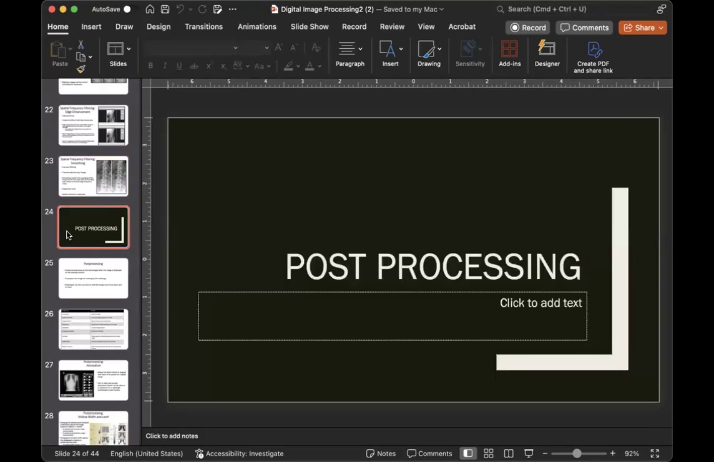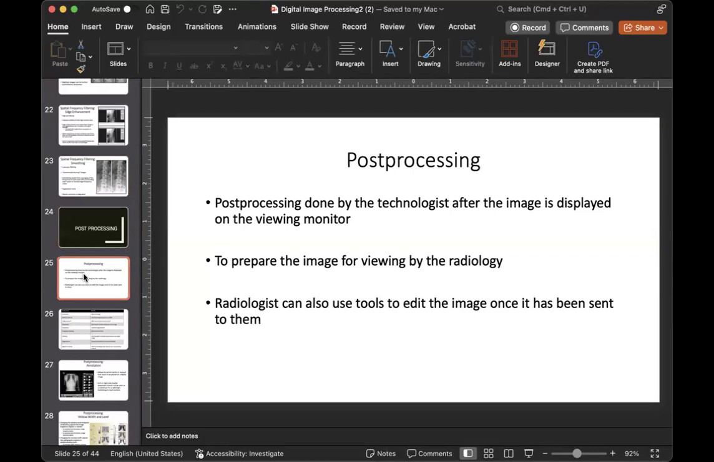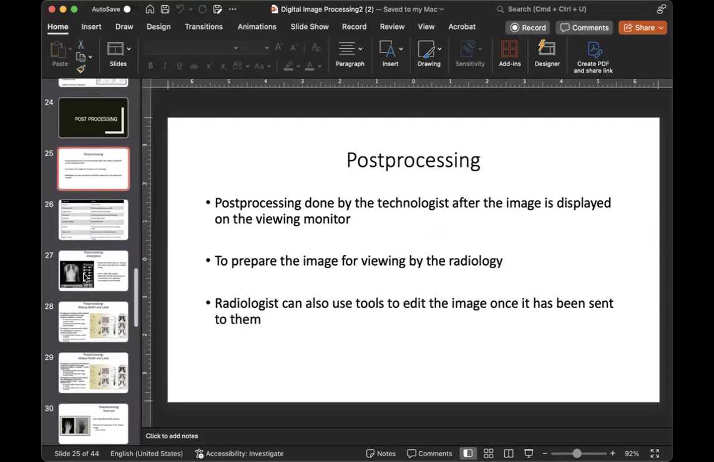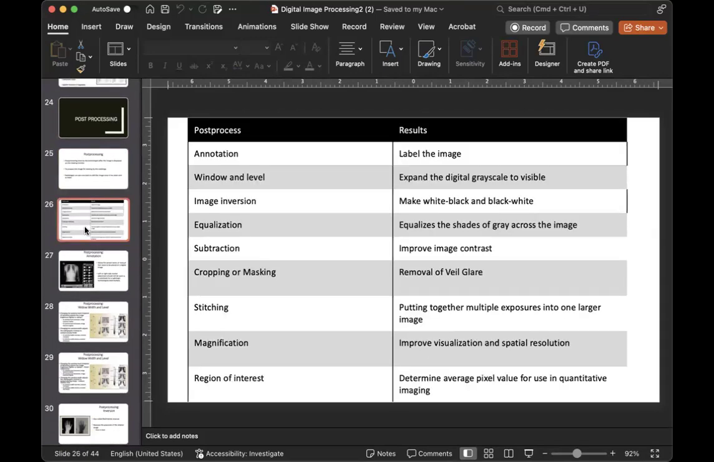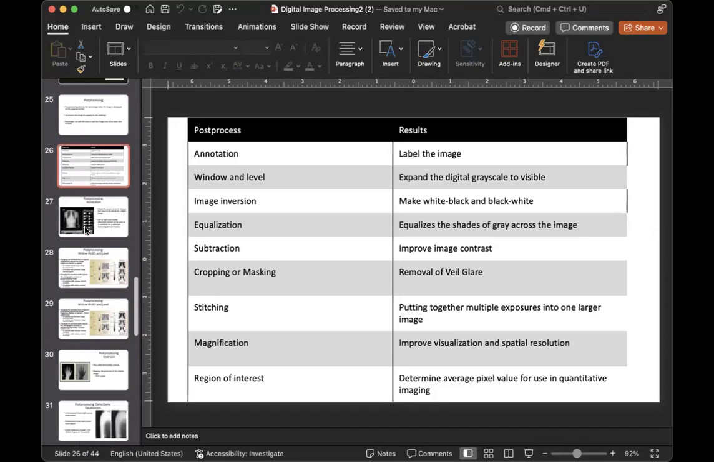All right. Final section here, the post-processing section. So when we talk about post-processing, this is done by the technologist after the image is displayed on the viewing monitor. So essentially, when we play with these things, we're preparing the image for viewing, right? And so we want to do that. Even the radiologist has some option to post-process at their workstation. Here's some of the tasks that you can do under post-processing, and we're going to talk about a few of them here.